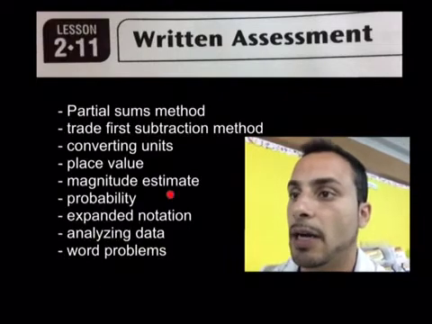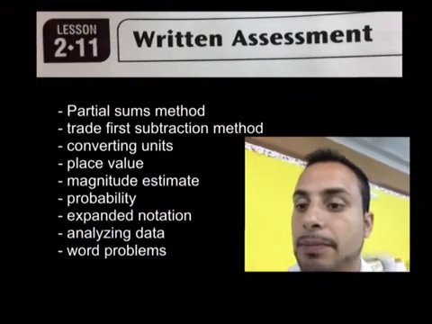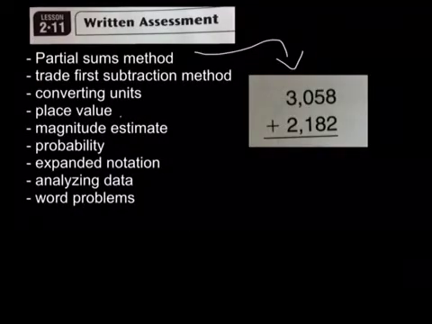Okay, so let's start with the partial sums method. Let's use the partial sums method to add 3,058 plus 2,182. We have to add each value. So instead of starting from the right side like we normally do, we're going to start from the left side. What is the value of this number? It is 3,000, and this one is 2,000.